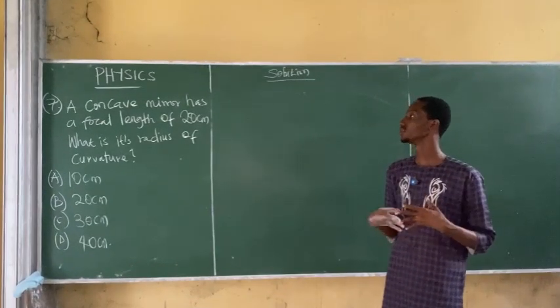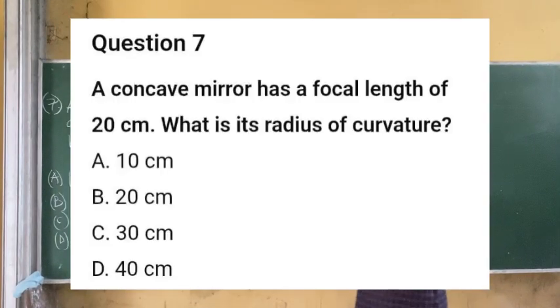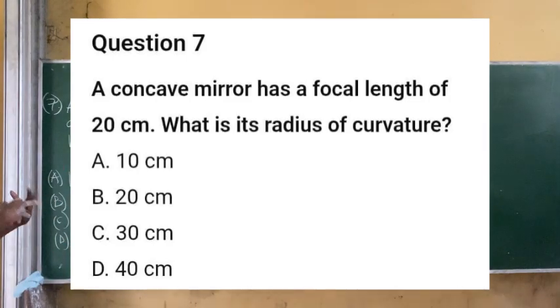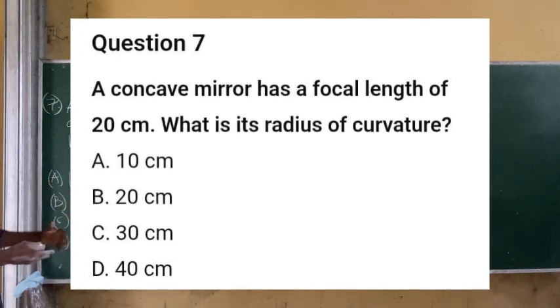We have question 7. It says, a concave mirror has a focal length of 20 cm. What is its radius of curvature? Option A, 10 cm. Option B, 20 cm. Option C, 30 cm. And option D, 40 cm.